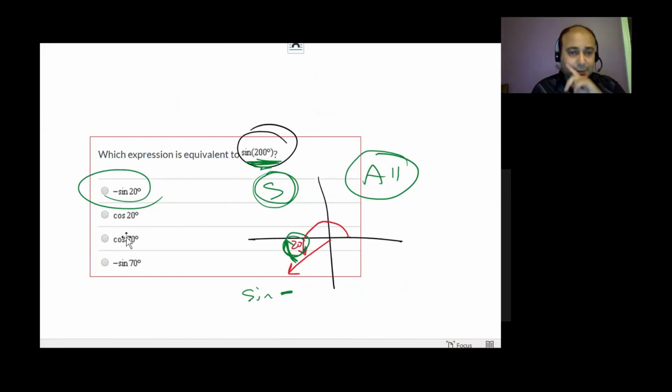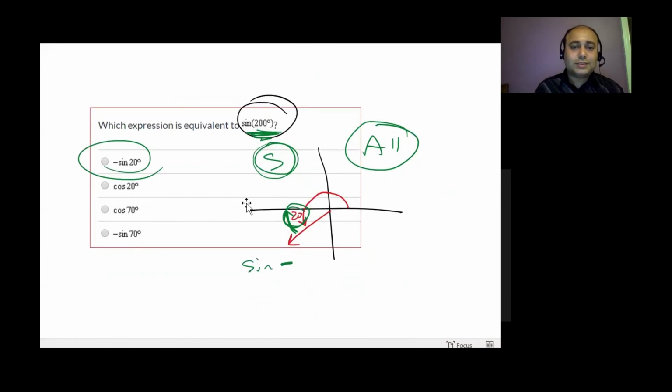All right, the next one: if you want to know which expression is equivalent to sine 200, you're just going to graph it and try to find the distance from this point to the x-axis.